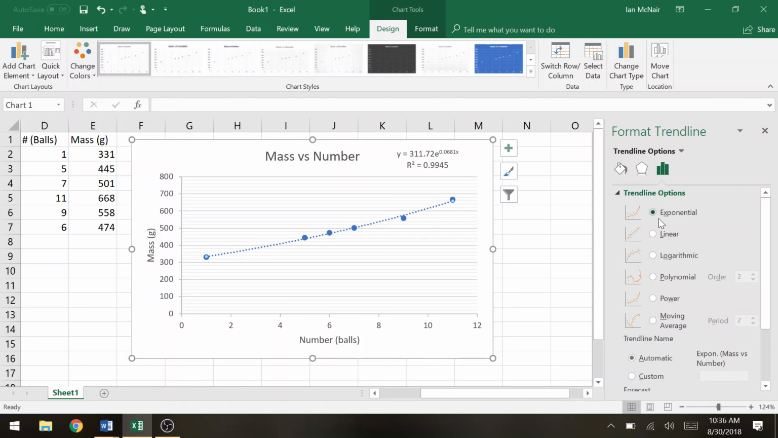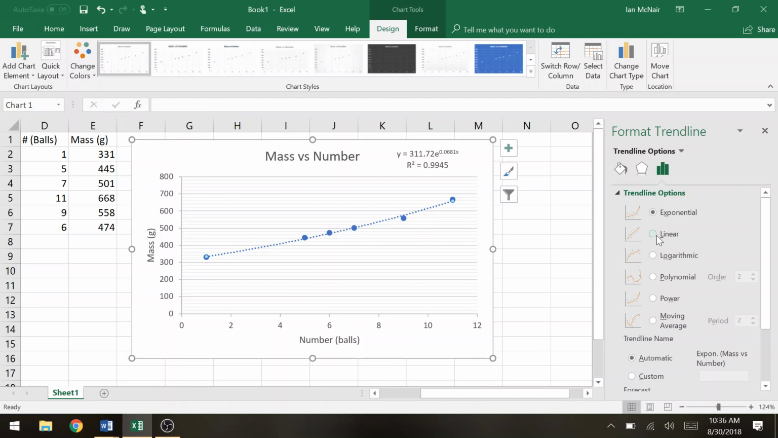So this one gave us, actually, we have a better match with this exponential, right? 0.9945. But if we think about the lab we did, there's probably not an exponential relationship, right? If we keep adding those marbles in, we're not going to start going up at some crazy exponential rate. But for whatever reason, for the data that we do have, it is a better match.